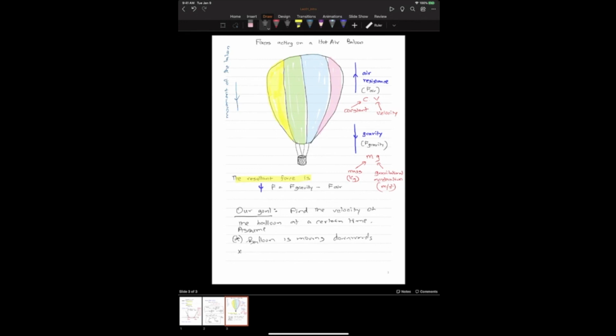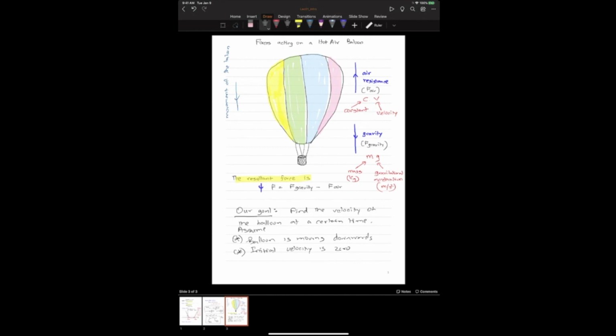And then this is an important assumption: initial velocity. We assume that the initial velocity was zero, so it was just staying still and then started moving down. Maybe you release some gas or something. So it was staying still and started moving down. What is the velocity at a given time?